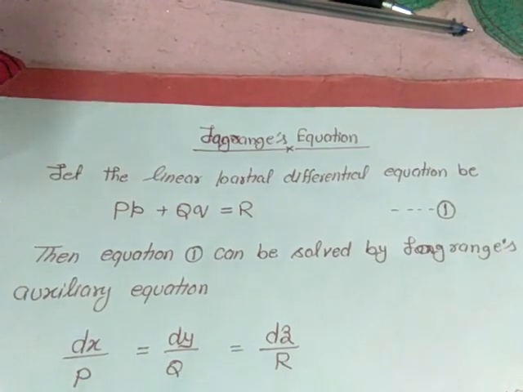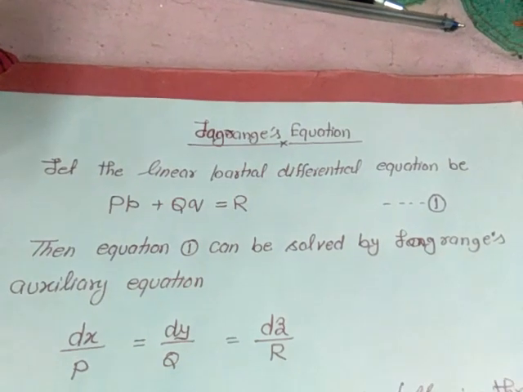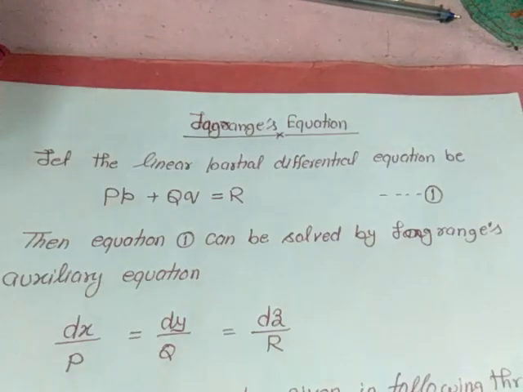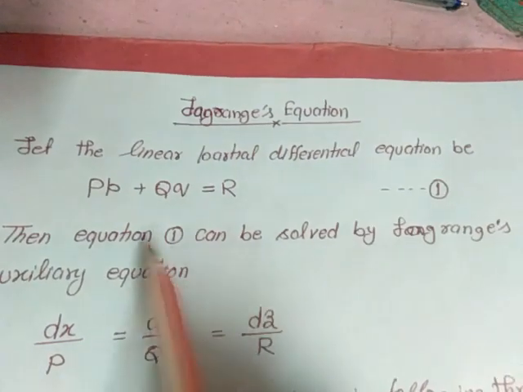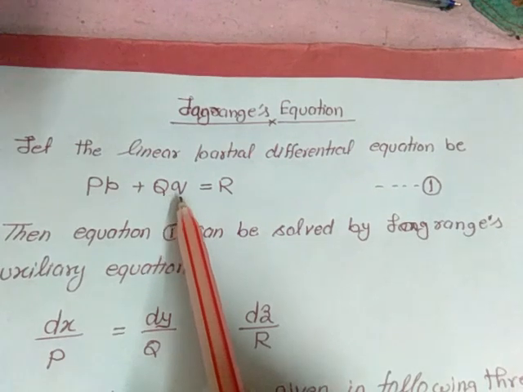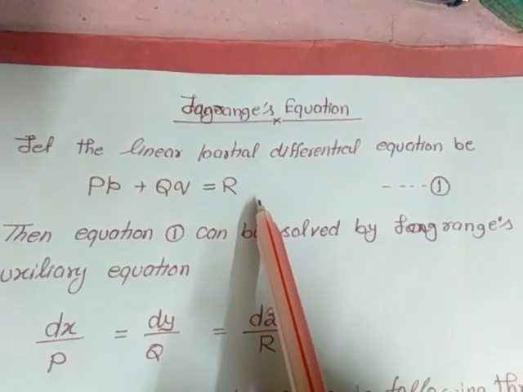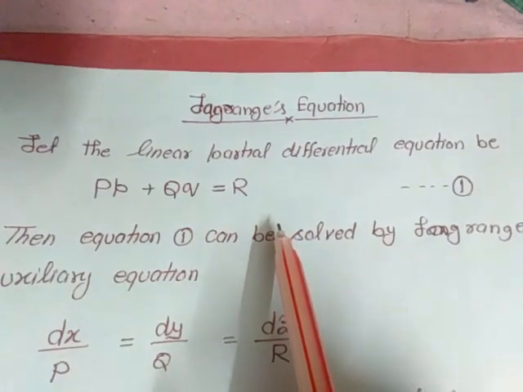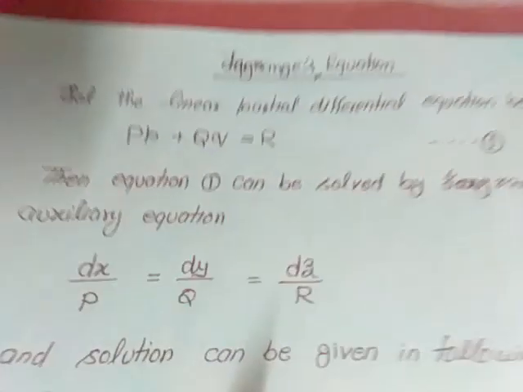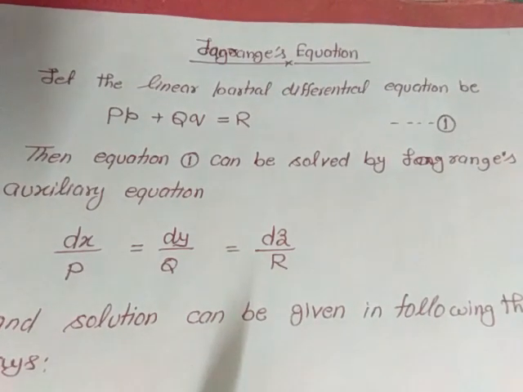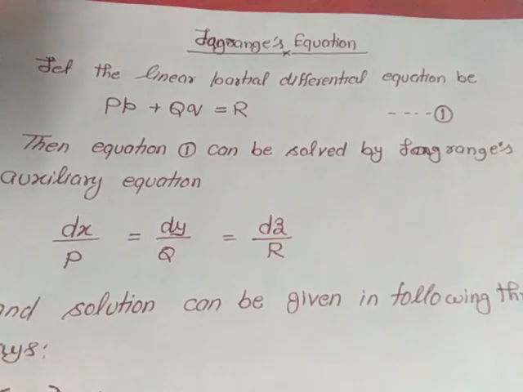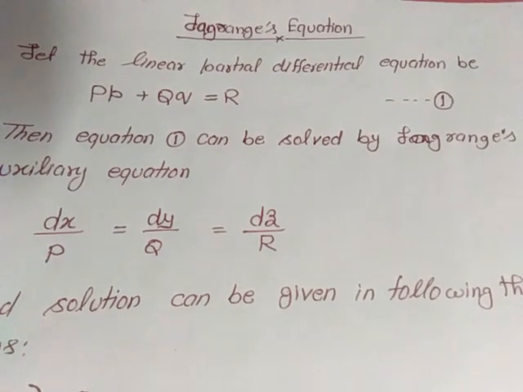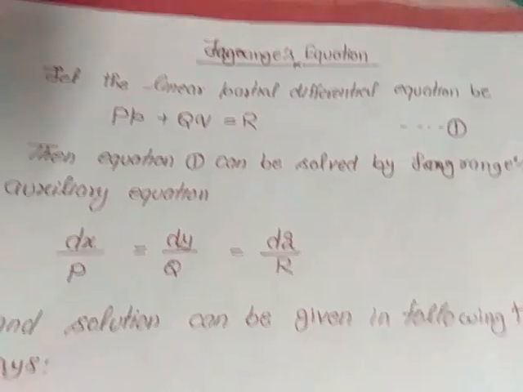Hello students, today we will discuss a method of solving a differential equation of the form Pp + Qq = R. This type of equation can be solved with the help of Lagrange's auxiliary equations, which are dx upon the coefficient of p, that is capital P, equal to dy upon capital Q, equal to dz upon capital R.